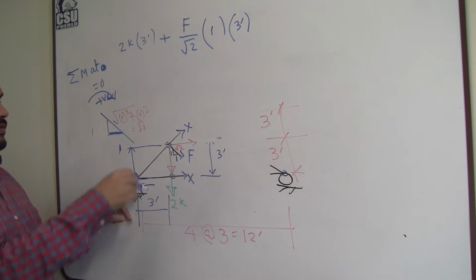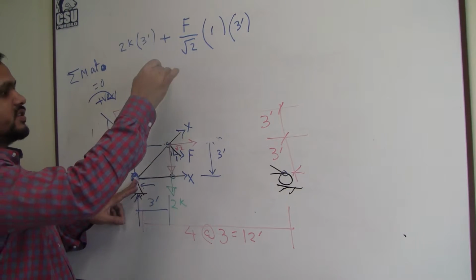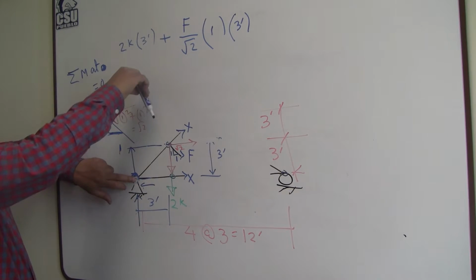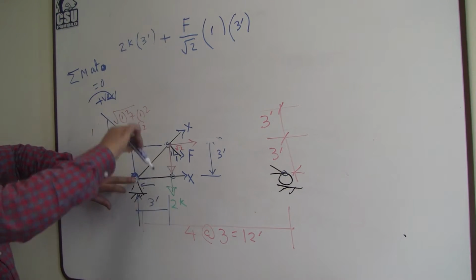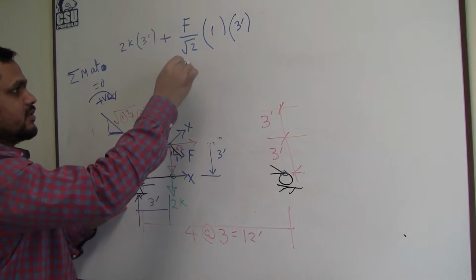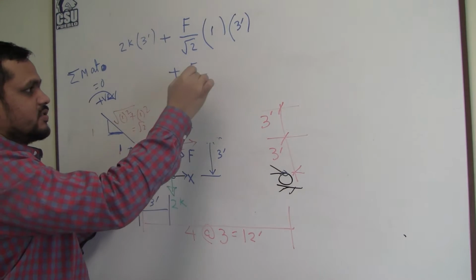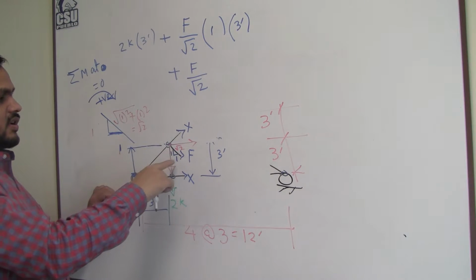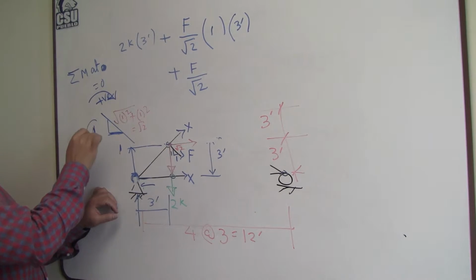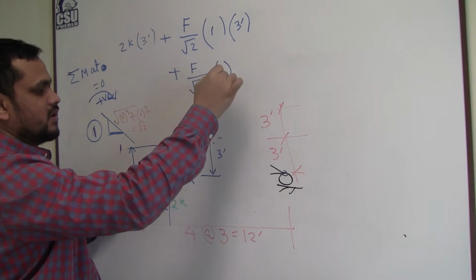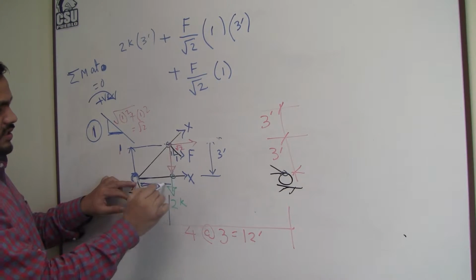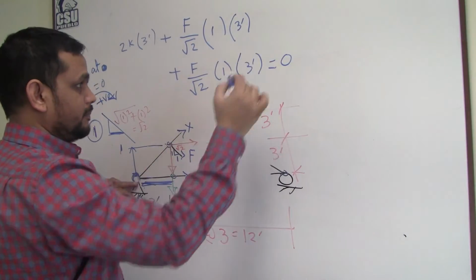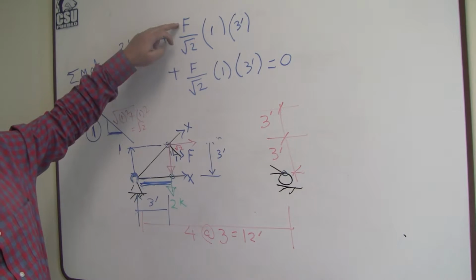Then my next force is this component. Is that positive or negative? About this point, it is acting this way, so clockwise. So it is also positive. What is that force? Diagonal divided by hypotenuse times corresponding side. My corresponding side this time is 1. What is the distance? This distance, 3.